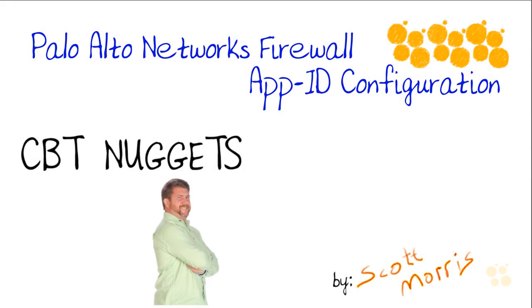The Palo Alto Networks firewall, App ID configuration. So we're taking a step further down into my policies and the security systems that I'm setting up in here, and getting into those applications. What can we do different and how can we do it?